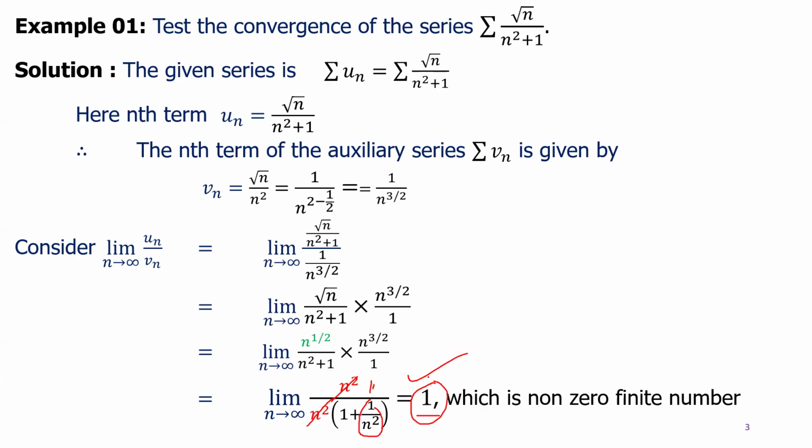So in case of the comparison test, if we want to apply it to this series, we first obtain the auxiliary series vn. Then in the second step, we obtain the value of the limit of un upon vn when n tends to infinity. We obtained it is 1. So according to the comparison test, both the series will converge or diverge together.